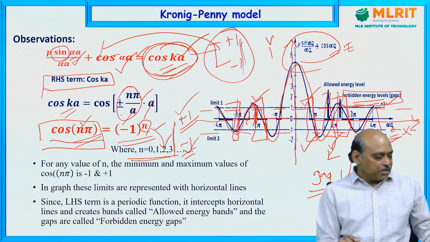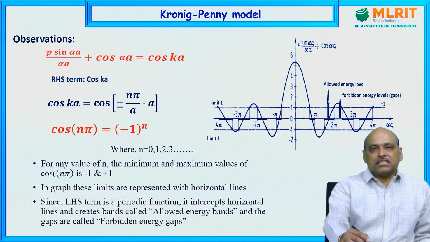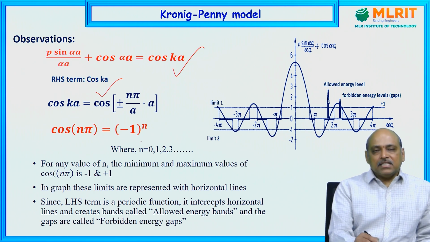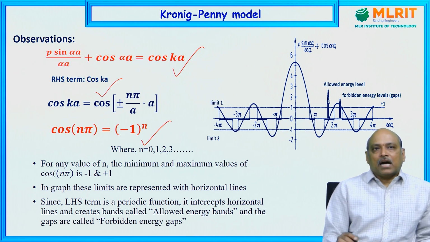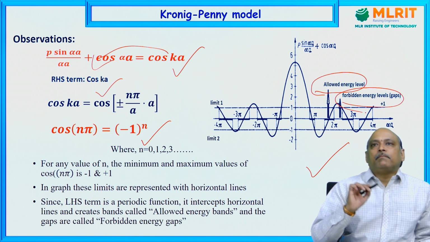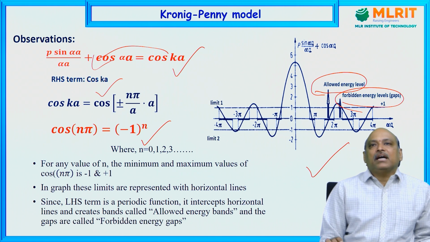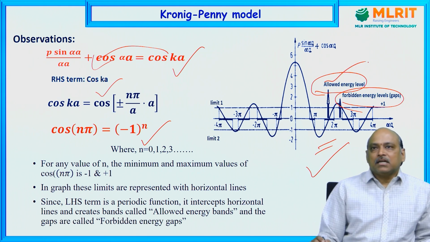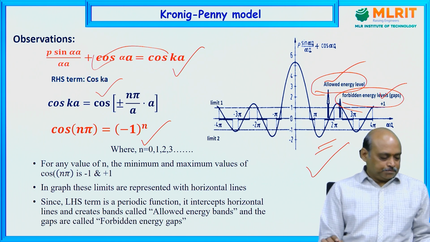So overall, by taking this equation and the RHS term of this equation, finding the limits of that RHS term and applying those limits to the LHS term, and by plotting a graph like this, we can say that allowed energy bands and forbidden energy bands are formed for a moving electron in a periodic field. This is the second importance of this model. It clearly explains the formation of allowed energy bands and the forbidden energy gaps.